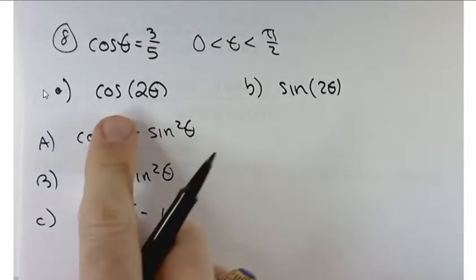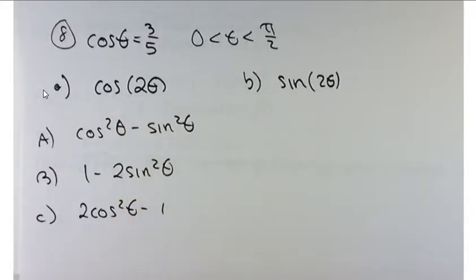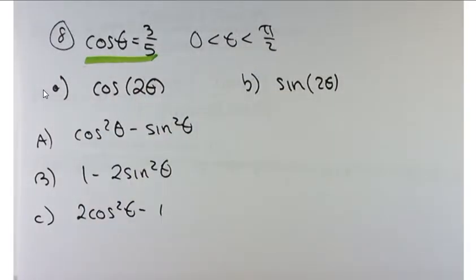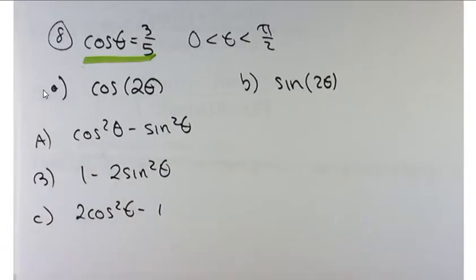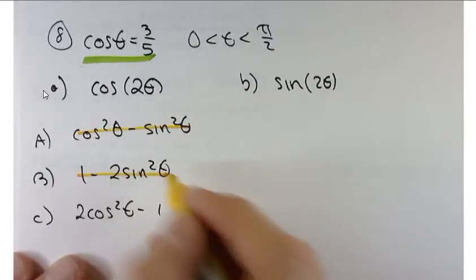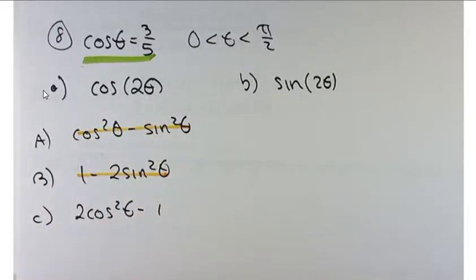Okay, so if all you were asked to solve is part A, let's keep in mind what we know. We know what the cosine is. Cosine of theta is 3/5. Of all these formulas, this one requires us to know sine, this one requires us to know sine, this one doesn't require us to know what the sine is. We already know what the cosine is, so we can jump in and use this one right away.